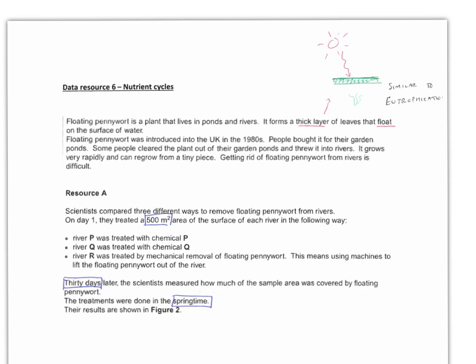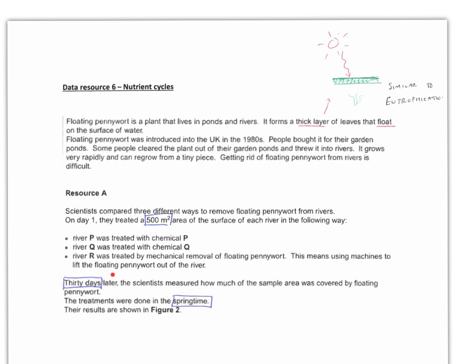Why they're important, you need to think about what they're measuring. They're going to be measuring the area covered by this weed, the pennywort, after they were treated in different ways. So the 500 metre squared area is important because if they had used a different area, then it would affect the total area covered at the end. If you had wanted a cleared 50 metre squared, then there likely would have been less area covered at the end.